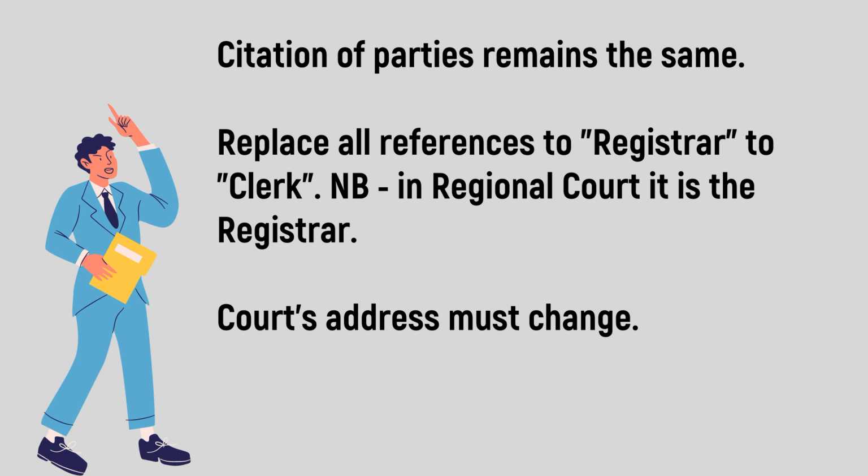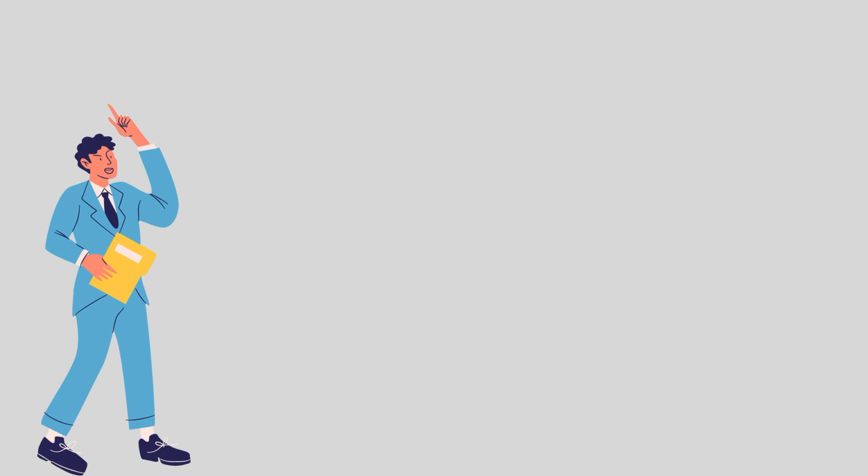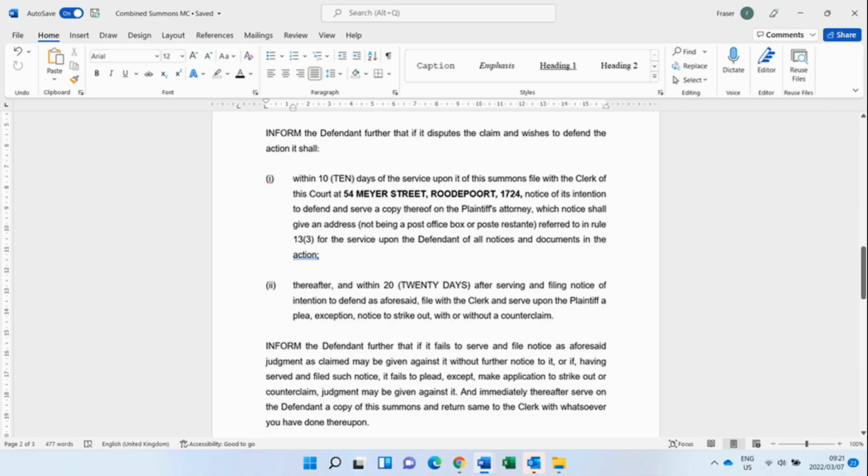A change that we need to make throughout the summons is to replace all references to registrar with clerk, as we are in the district court. Remember, in the regional court, we use registrar. We will also need to amend the paragraph wherein reference is made to the address of the court. As we are no longer in the Johannesburg High Court, the address will be different. The rules referred to in the summons will also need to change, as the uniform rules of court are no longer applicable. Considering the above, the address which the defendant will set out in its notice of intention to defend will be in terms of Rule 13 subsection 3 instead of 19 subsection 3. The adjusted paragraph in the summons will look as follows.